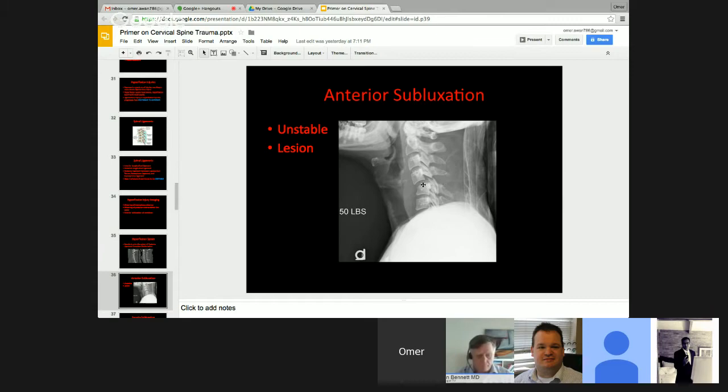So this is an unstable lesion, because there's widening of the disc space here, and posterior disc space here, and there's widening of the interspinous distance between the spinous processes. So this involves not only the posterior ligamentous complex, but also the posterior longitudinal ligament, because there's anterior subluxation of a vertebral body. So this is involving 2 out of 3 columns. This is an unstable injury.